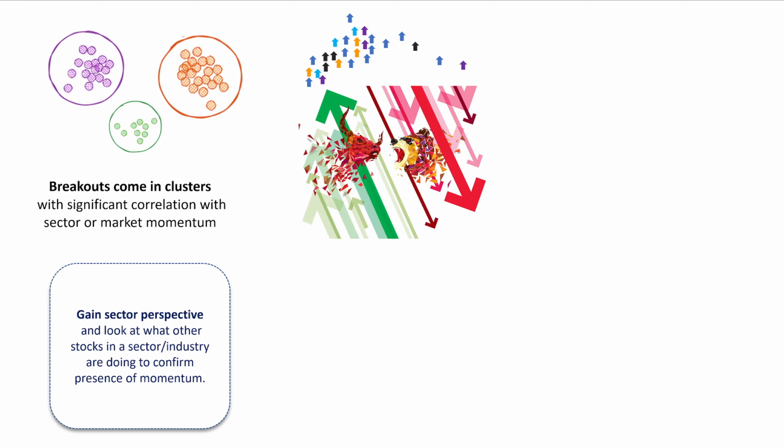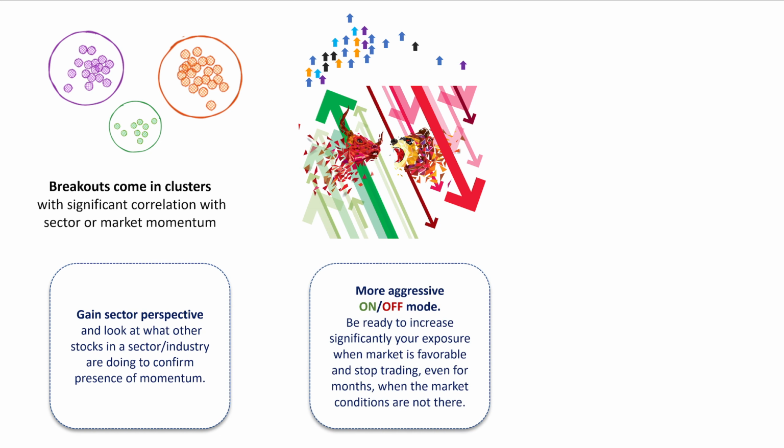Then it was clear the difference in the number of breakouts in a bullish and bearish environment. The learning point and action I took for myself was to have a more aggressive on and off mode and be ready to increase significantly the exposure when the market is favorable, and stop trading even for months when the market conditions are not there. Especially coming from the trading experience of 2022, this is such an important learning point: to stop trading a specific setup, in this case the breakout setup, even for 2-3 months, because the market conditions are not right.